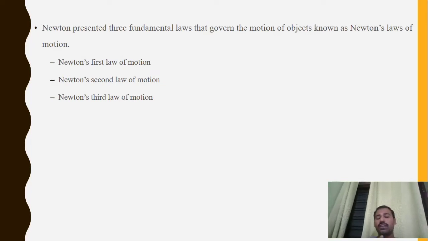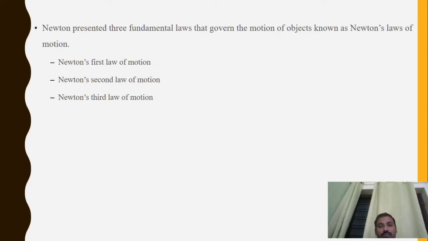Now we will discuss the laws of motion, or Newton's laws of motion. Newton presented three fundamental laws that govern the motion of objects, known as Newton's laws of motion. That is, there are three laws of motion. First is Newton's first law of motion, then Newton's second law of motion, and finally Newton's third law of motion. There are three basic laws. Okay, before going to that, we will discuss what is motion.